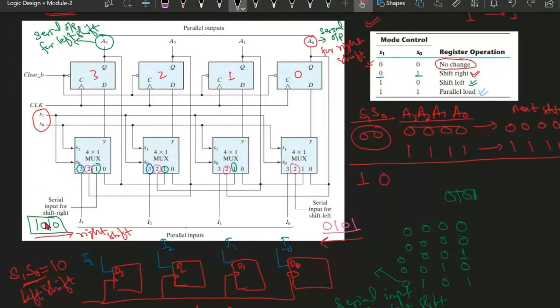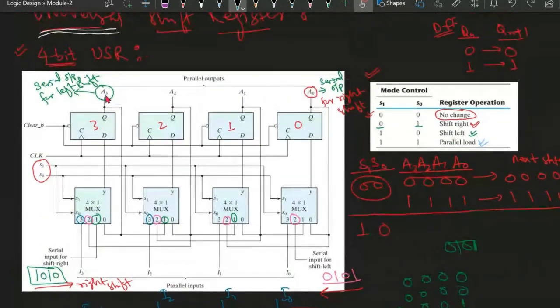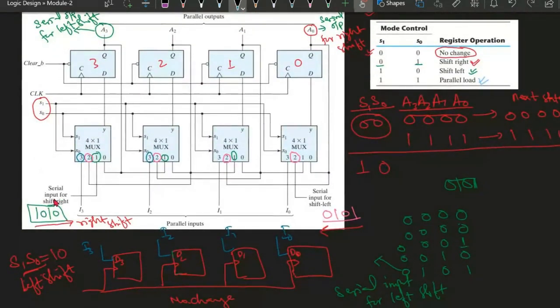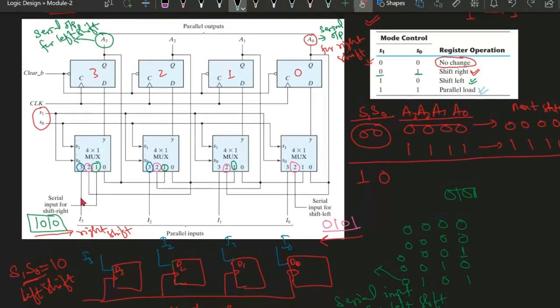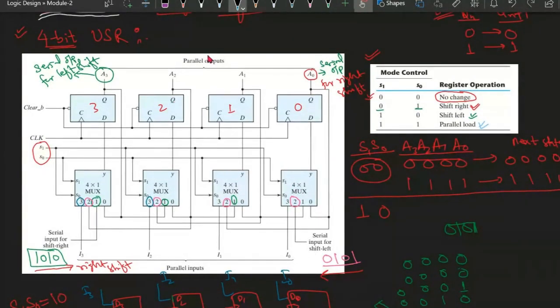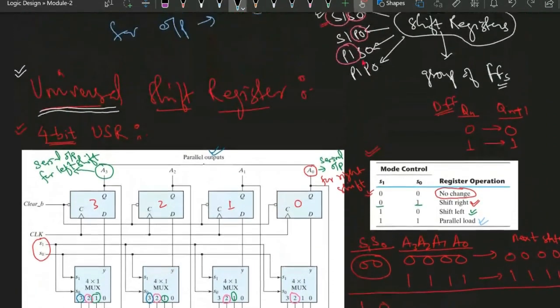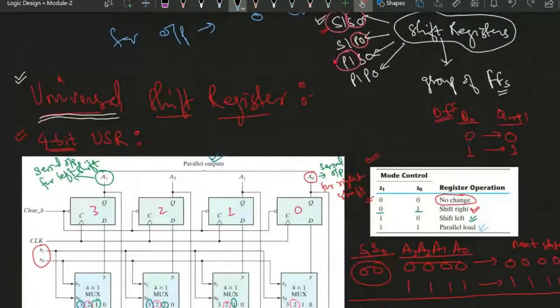Once we were serially inputting, at that time all the output pins are connected here. So if we want to take the output, we can take it at one time only. So at one time we can take all of A0, A1, A2. So parallel output we can do. The serial input for the right shift will be from here, and we take the parallel output from here. Similarly, if it is left shift, we take the parallel output from here only, but the input will be given from here.